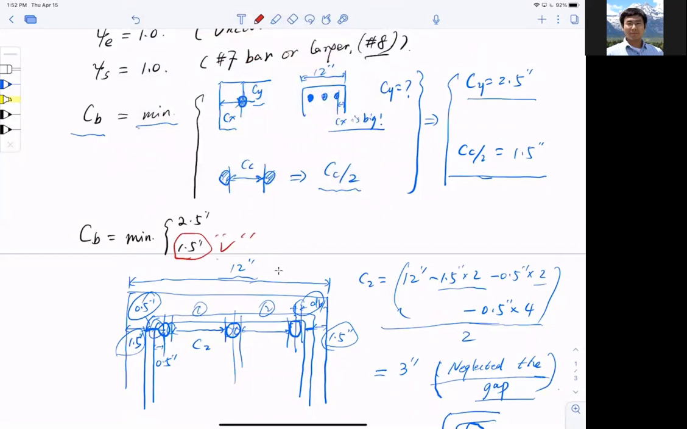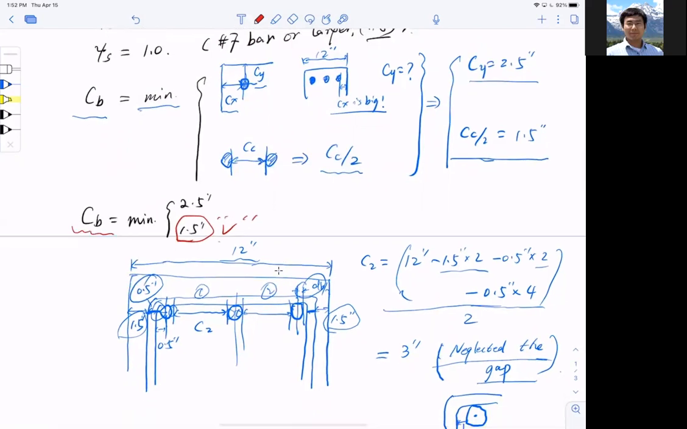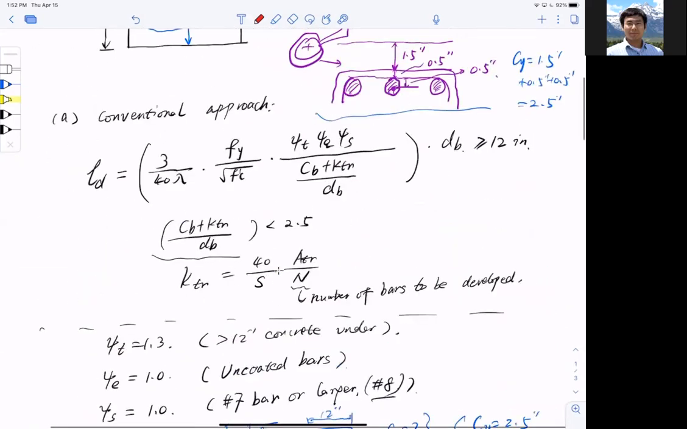All right. So with CB selected, I can compute my CB plus KTR divided by DB. And we need to evaluate KTR using the transverse reinforcement, which we will talk about on Monday.